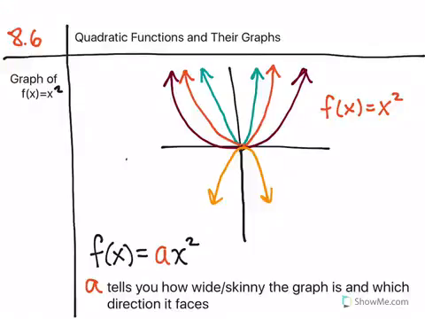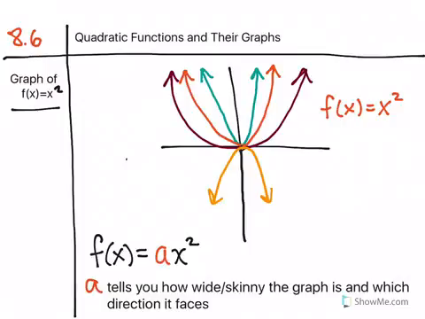Today in lesson 8.6 we're going to look at quadratic functions and their graphs. We're going to look at the different things that we can do to change the graph of the basic quadratic function f(x) equals x squared. The first thing you'll see in this first slide is that the parabola can get wider or skinnier and it can flip upside down. f(x) equals x squared is the orange graph.